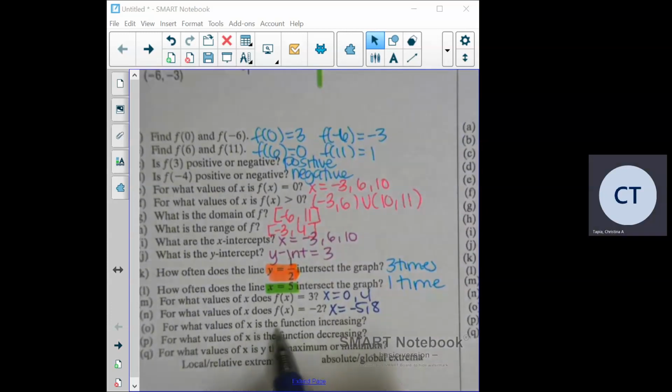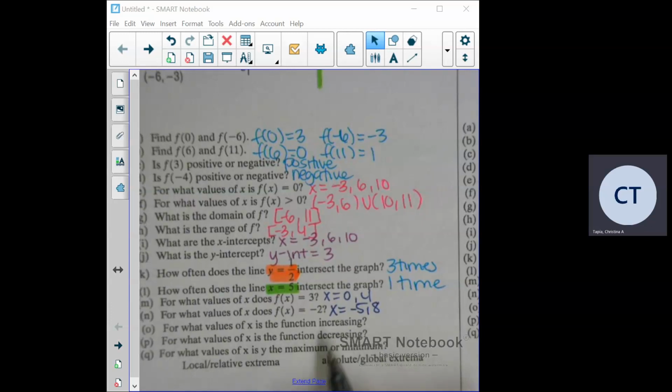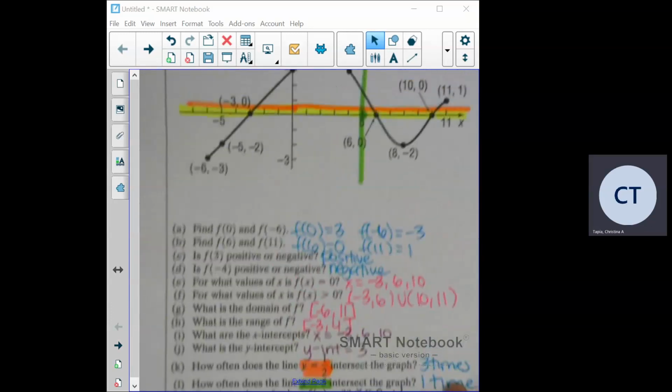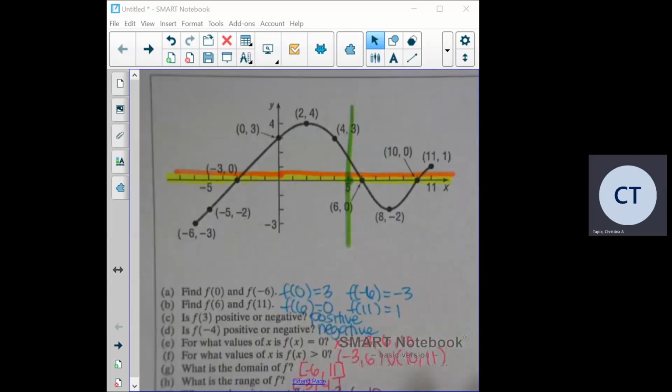For what values of x is the function increasing? Okay, so increasing means it needs to be going in an upward direction. Look at the graph and tell me, what interval is it going to be increasing? Between what and what? -6 to +2, is that it? 8 to 11, there we go.